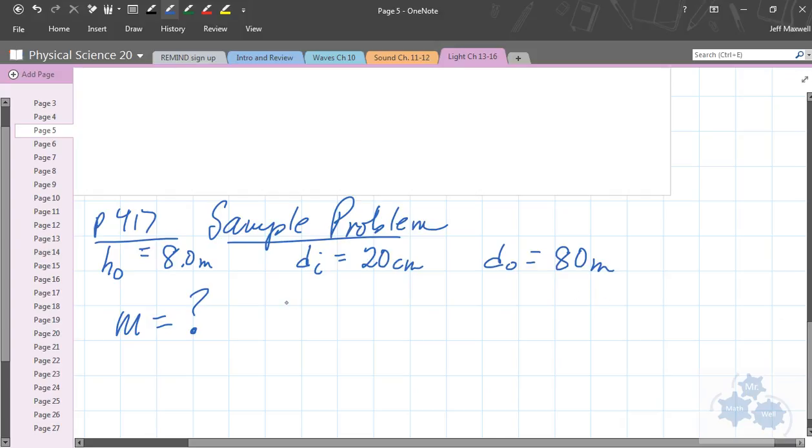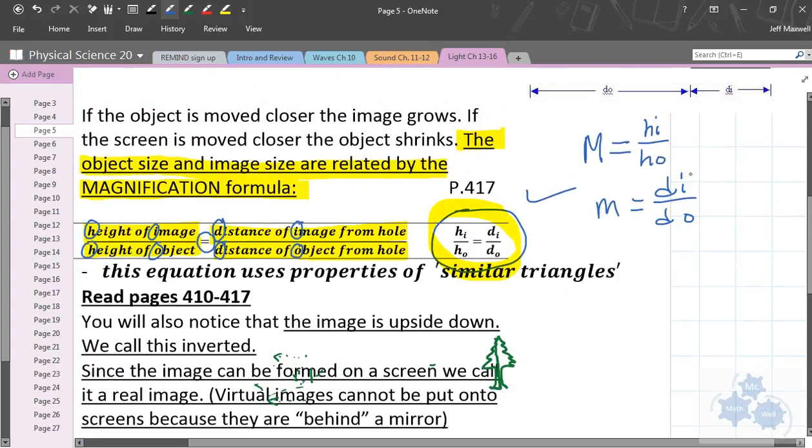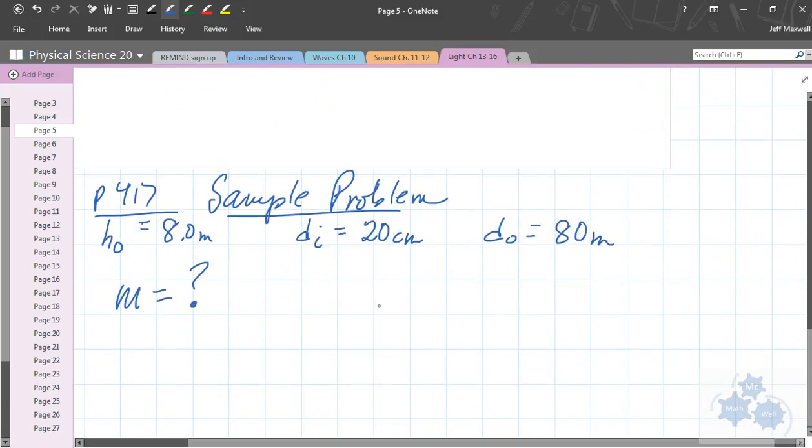So, can we figure out what the magnification is right away? We have distance of image and distance of object. If we go back to what we wrote here, we could find the magnification right away. So, can I just do this then? Magnification equals 20 over 80? No. Okay, you're right, you can't do that. Why? Because these are different units, and that definitely has to change, right? So how can I write this? Let's write the meters in centimeters. And how many centimeters is 80 meters?